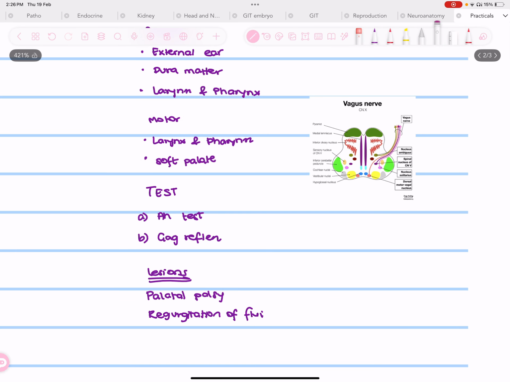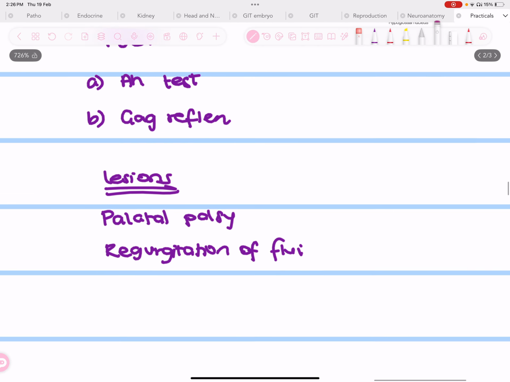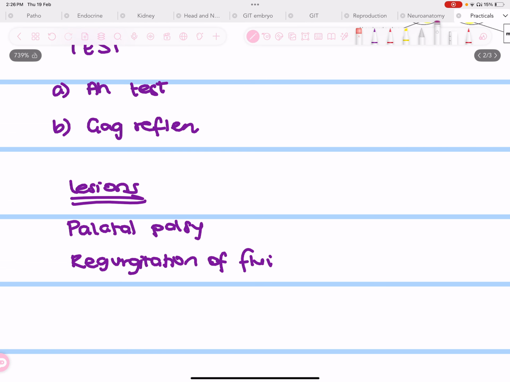Now, in cases of lesion of the vagus nerve, what will happen? There will be palatal palsy. Palatal palsy basically means that there will be a nasal twang in the voice. So, for example, if the person is saying egg, he won't be able to say egg. Instead, he'll say eng, like that. There'll be an n sound, right?